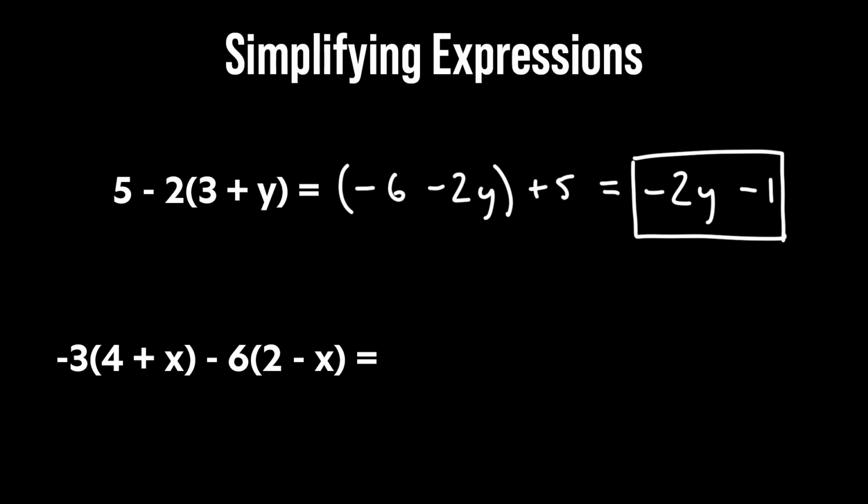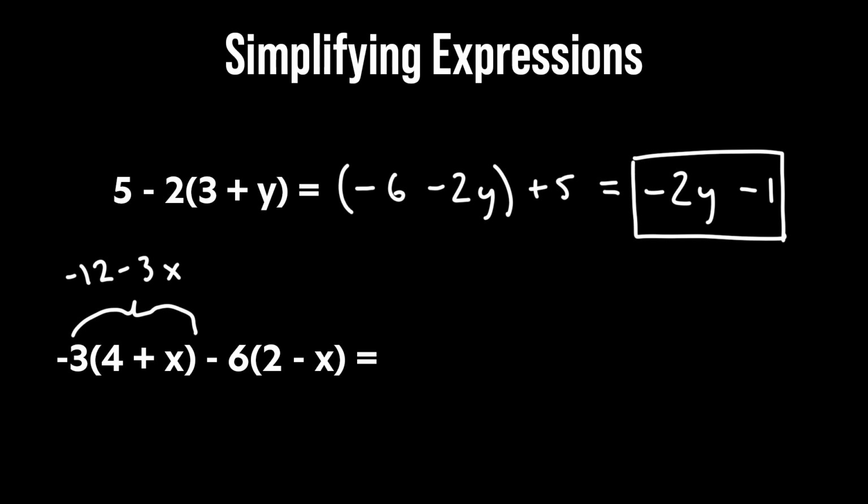So let's try this next problem. This one's a little harder. Let's start with the first half of the equation again. We have negative 3 times 4, which is negative 12, and negative 3 times x, which is going to be negative 3x. So let's just keep track of this. So our first part is negative 12 minus 3x.